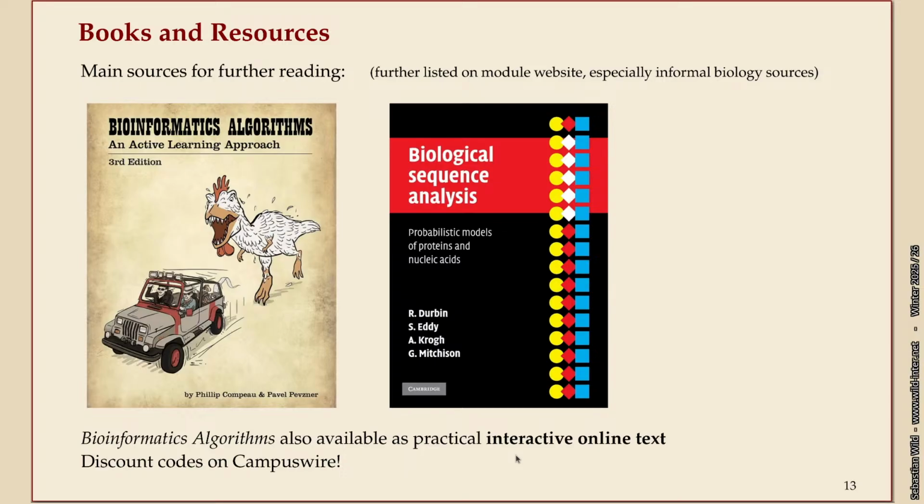Still, the interactive online text has a lot more than what we'll do. In particular, it has lots of programming exercises. If you want to go a good deal more into this and maybe involve yourself in more practical questions of this sort, I'd recommend it.